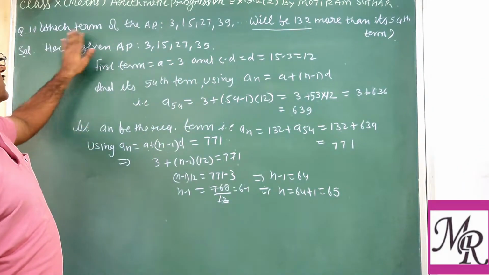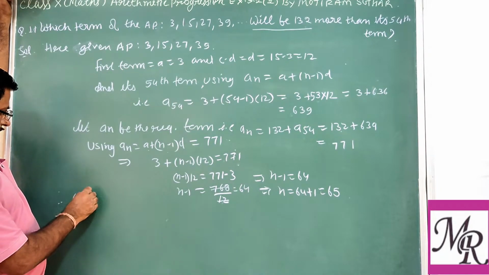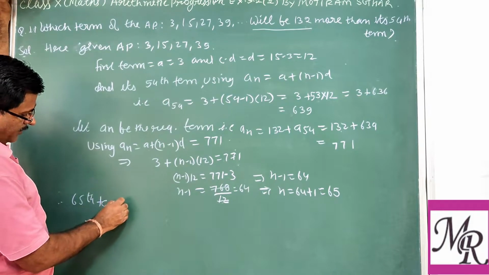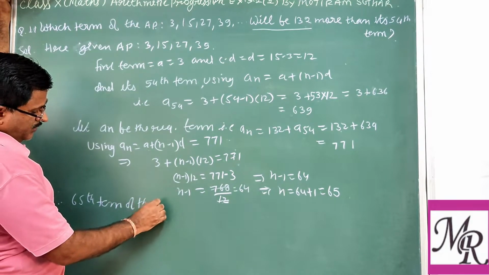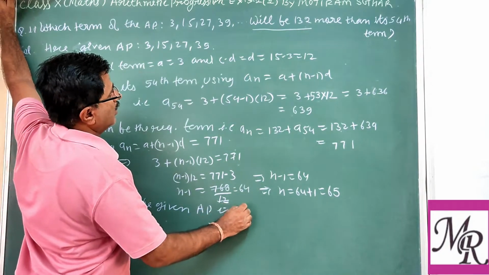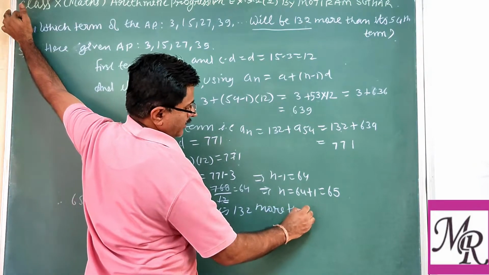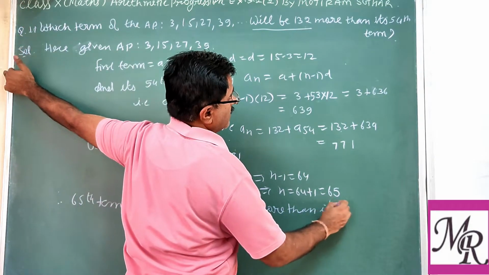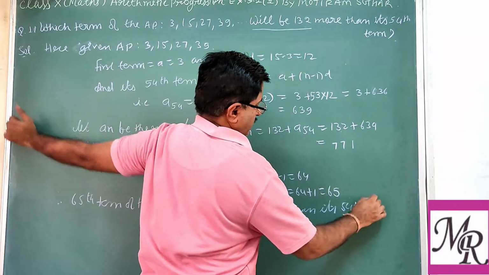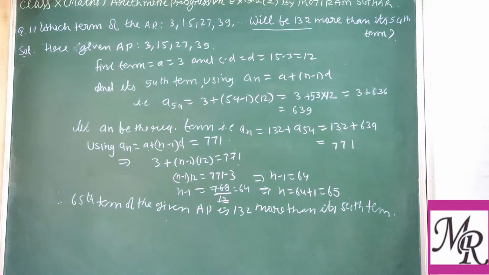So the question says which term of the AP? So you can say 65th term of the given AP is 132 more than its 54th term. So when we are given a single condition, then you can also find the required term.